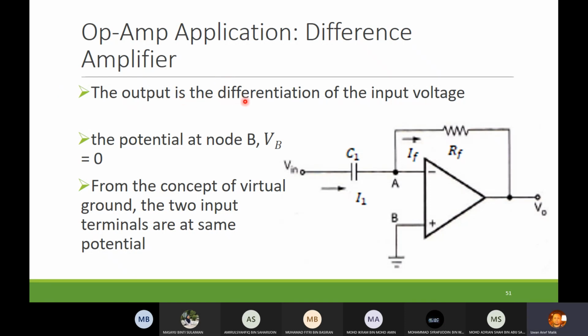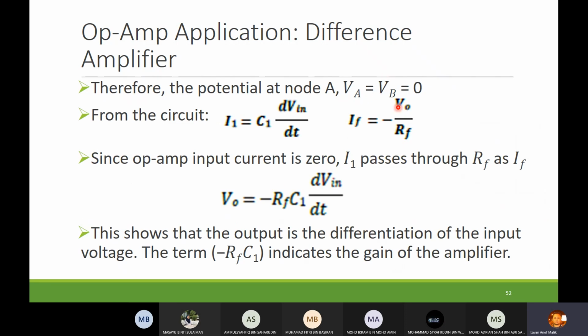So the output is the differentiation of the input signal. Perbezaan antara input signal. So the potential at node B, which is here, is equivalent to 0 sebab grounded. So from the concept of virtual ground, the two input terminals are at the same potential, where VA equivalent to VB equivalent to 0. So from the circuit, I1 equivalent to C1 dVin over dt, IF equivalent to negative V0 over RF. So the current is 0, so it will pass through RF and IF. So kita akan dapat Vout equivalent to negative RF C1 dVin over dt.